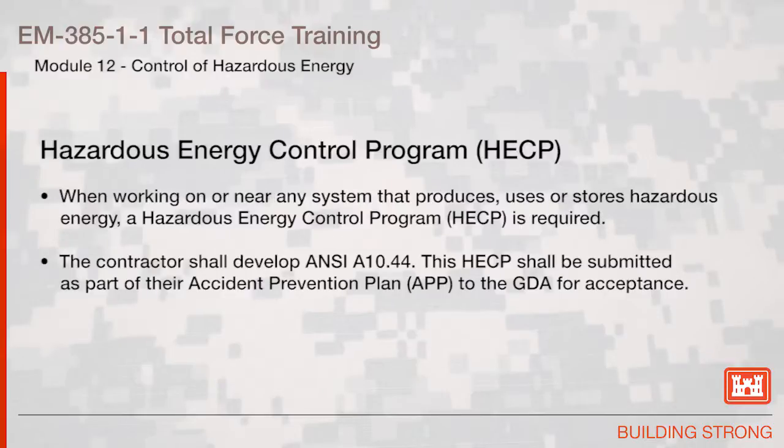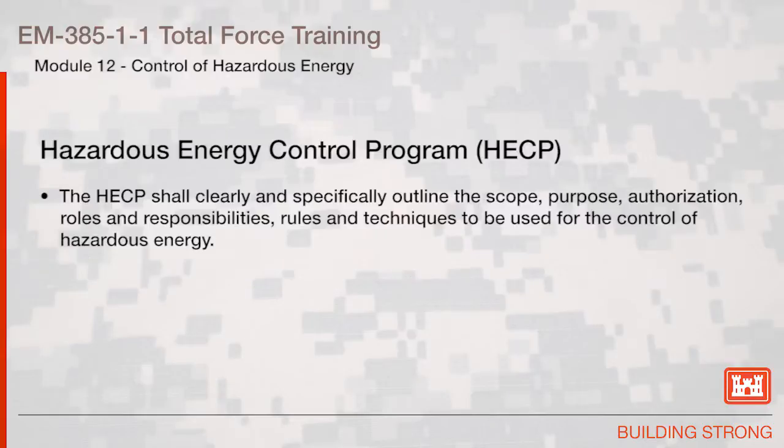When working on or near any system that produces, uses, or stores hazardous energy, a hazardous energy control program is required. The contractor shall develop it per ANSI A10.44. This hazardous energy control program shall be submitted as part of their accident prevention plan to the GDA for acceptance. The hazardous energy control program shall clearly and specifically outline the scope, purpose, authorization, roles and responsibilities, rules and techniques to be used for the control of hazardous energy.